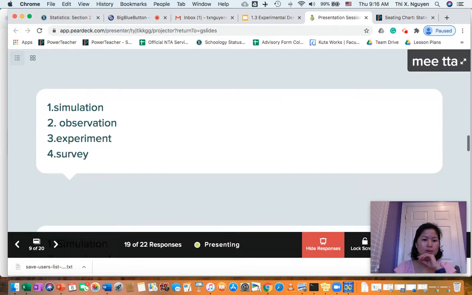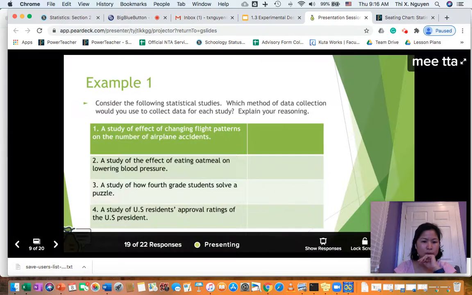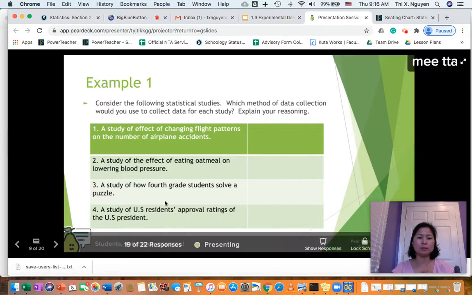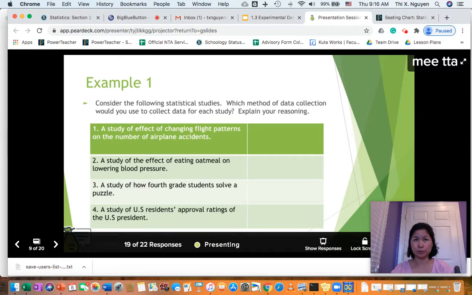Okay, all right, so let's look at number 3, a study of how 4th grade students solve a puzzle. For this one, they just solve a puzzle. So they have a puzzle. So this one is observational because you're there to look at them, right? You're not doing an experiment. You just want to see how they do it. So that's the difference between number 3 and number 2.